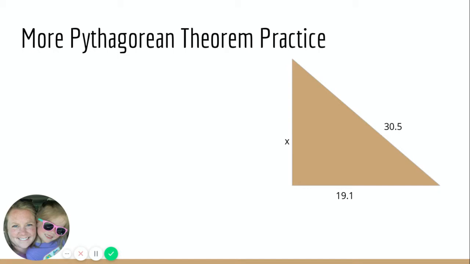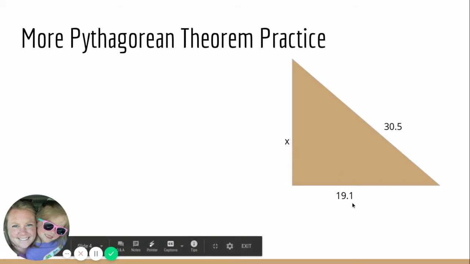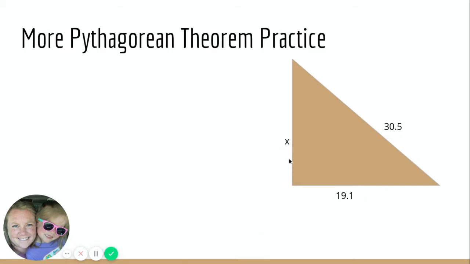The next one, I have this one here that I'm missing. That's a leg. This is also a leg, and here's my hypotenuse. So I'm still using a squared plus b squared equals c squared, but now I'm looking for one of these legs instead of the hypotenuse. You can name this one that's missing A or B, doesn't matter. I chose to name it as A, and I plugged in the X there just because it says X, but you can leave it A, it's not a big deal.